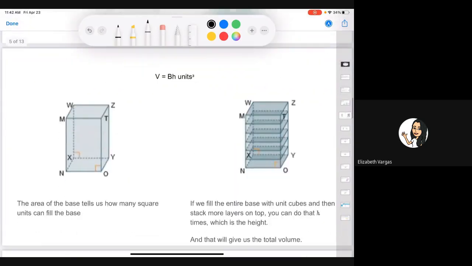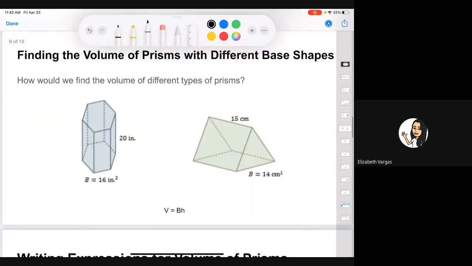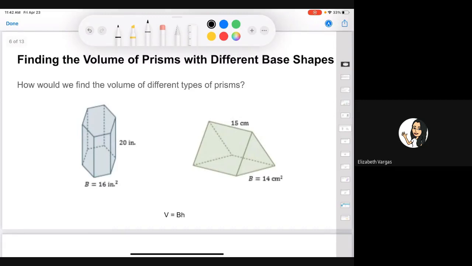The reason being that the area of the base tells us how many square units can fill the base. If we fill the entire base with unit cubes and then stack more layers on top, you can do that h times, which is the height, and that will give you the volume. So let's put this into practice. Basically, the first thing we want to do whenever we're trying to identify the volume is identify the area of the base and then multiply that by the height. So volume is equal to base times height.